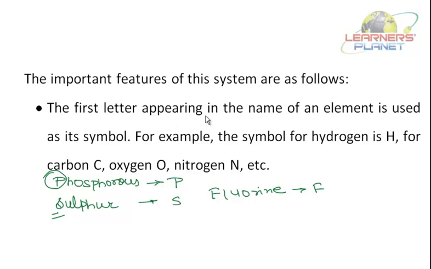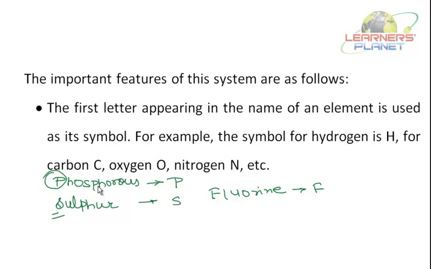The first letter appearing in the name of an element is used as its symbol. For example, the symbol of hydrogen is H. What is the first letter appearing in this? It's H. For carbon, the symbol is C. For oxygen, what is the first letter appearing over here? It's O. Nitrogen, what is the first letter appearing? It's N. So the symbol is N.